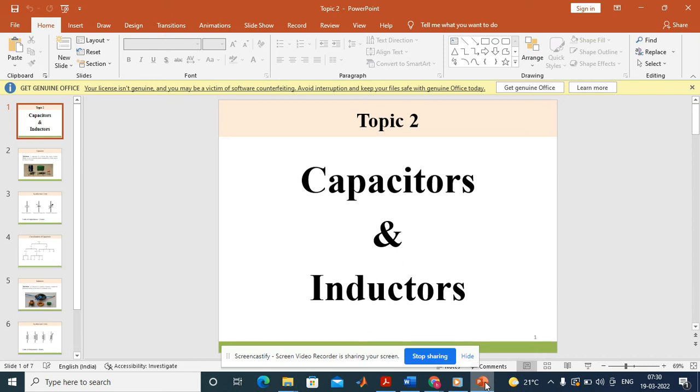The topic 2 is about capacitors and inductors. These capacitors and inductors are also passive components, as we have seen in topic 1 about a resistor, which was also a passive component. Here we'll see in detail about capacitors and inductors in this topic.